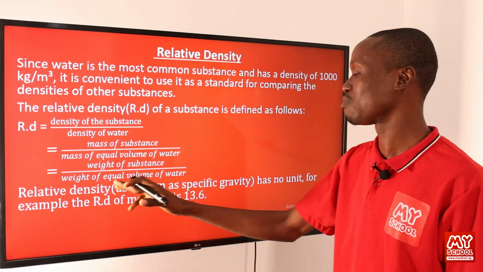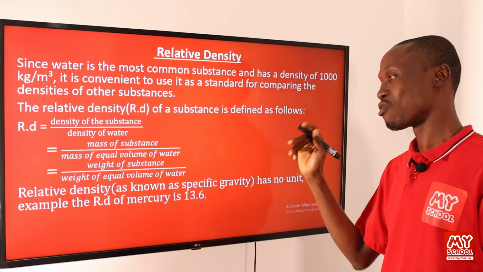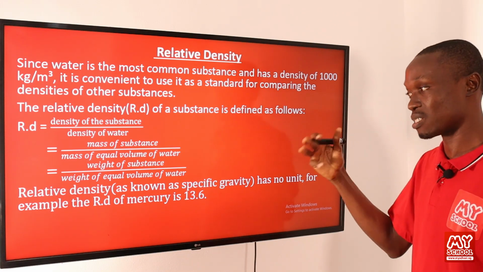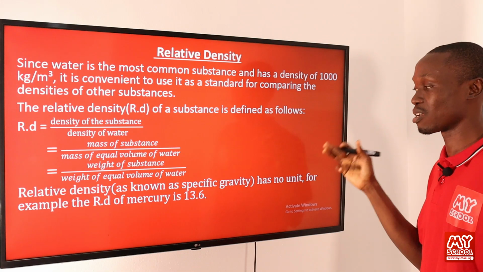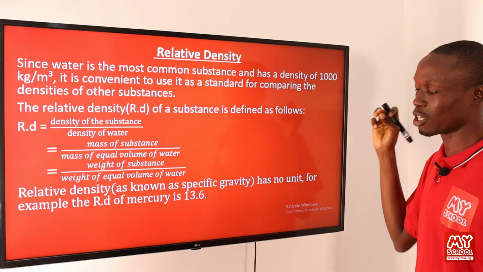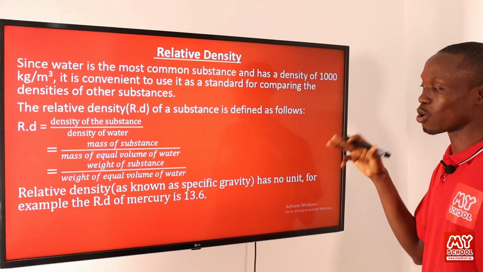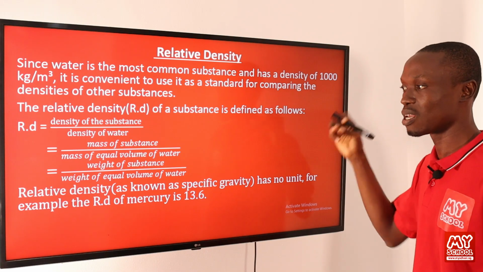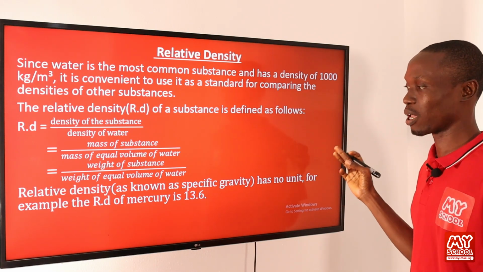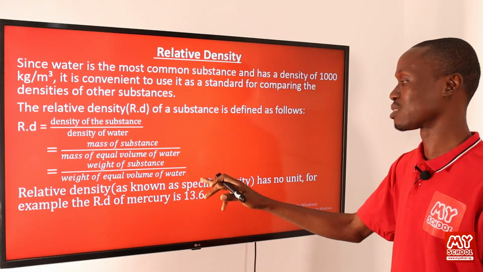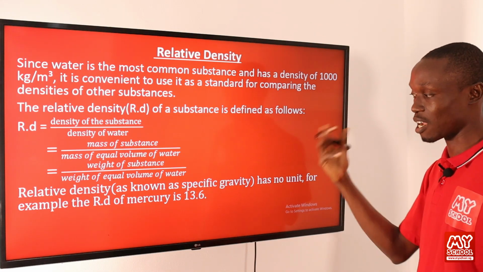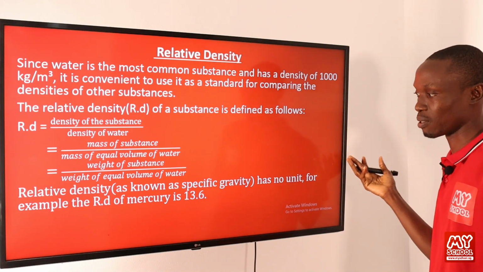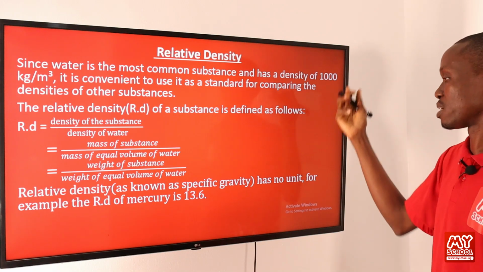For example, the relative density of mercury is 13.6. Remember that the density of mercury, if we are referring to the SI unit, is 13.6 times 10 raised to power 3 kilogram per meter cube. So the only difference is just to remove the unit. Relative density has no unit. That is why the relative density of mercury is 13.6, and that of water we can say is 1, or we can say is 1000. So let's move to the next slide.